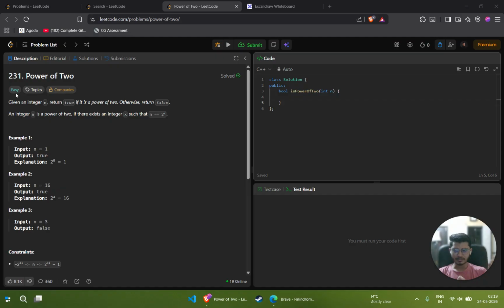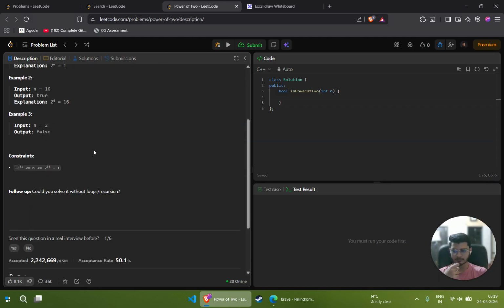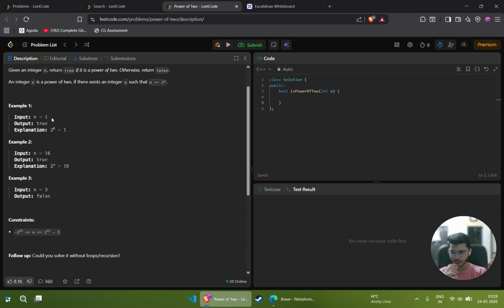We are given an integer n. Return true if it is a power of 2, otherwise return false. An integer n is a power of 2 if there exists an integer x such that n is equal to 2 raised to x. So basically, we are given an input, and we need to check if that number is 2 raised to some power.